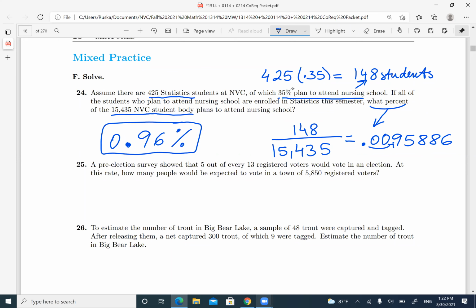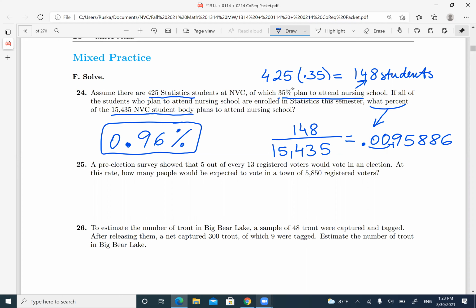0.96% of the Northwest Vista students, which is a little less than 1%, are students who are planning to attend nursing school. Make sense? So this is like a 2-step question. First, you have to find how many students are going to go to nursing school, and then what percent of the student body is that? Make sense? Okay. So that was number 24.